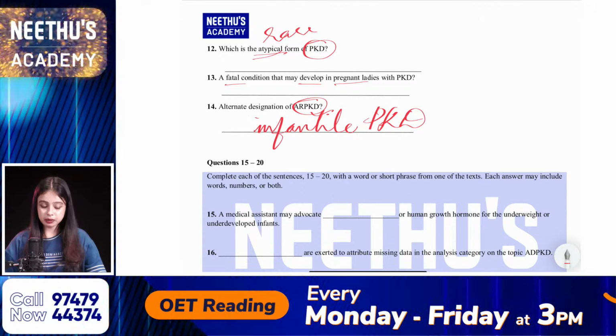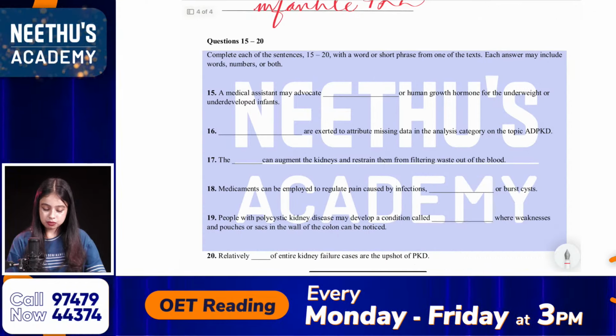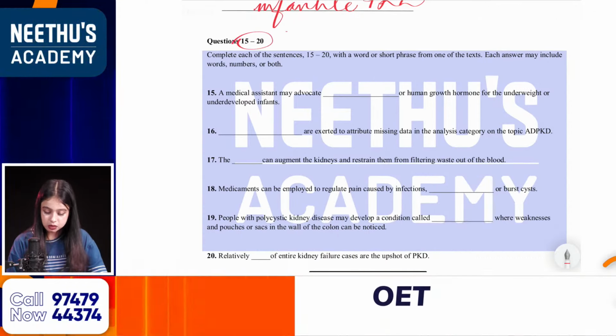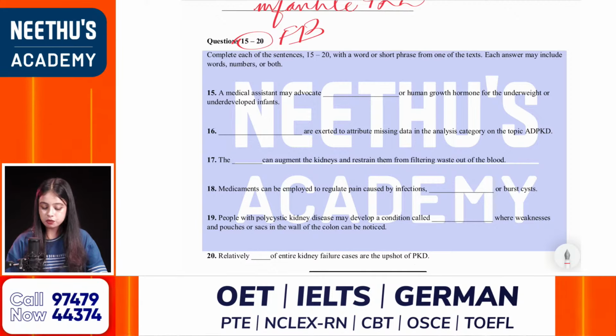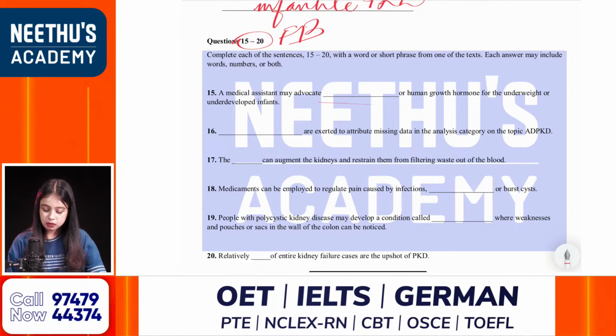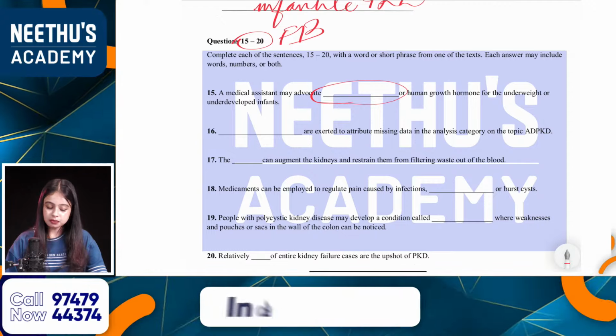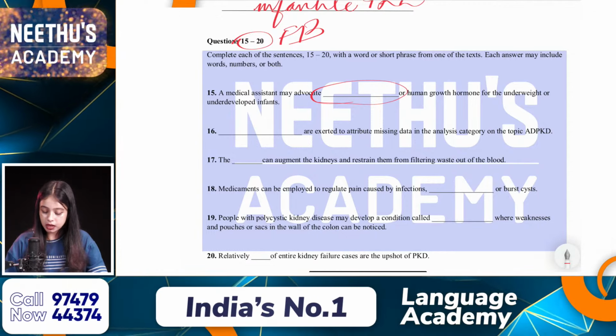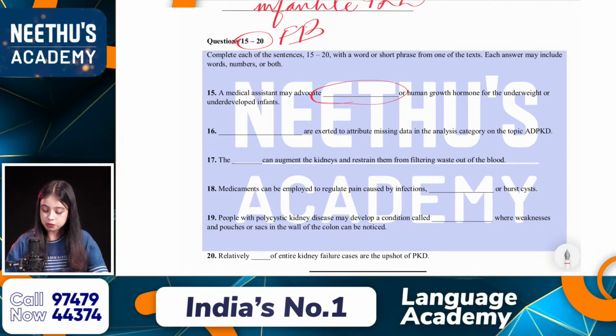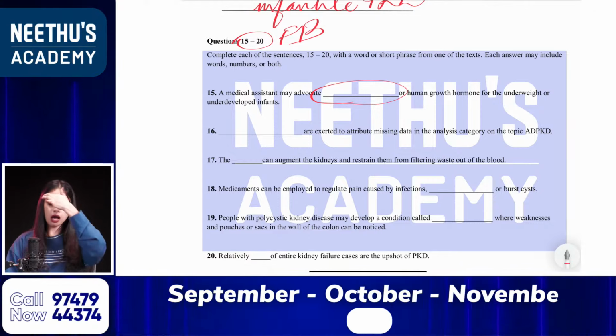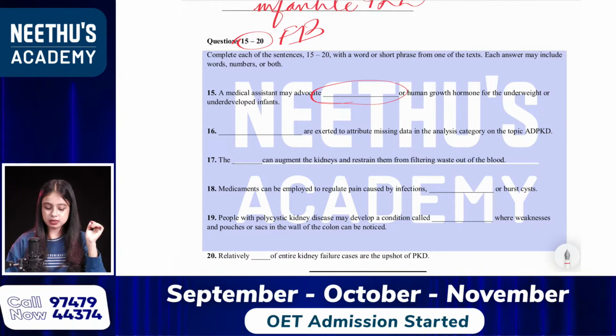Now it's time to do the 15 to 20 set of questions, which is fill in the blanks. The 15th one: what is the missing word here? A medical assistant may advocate dash or human growth hormone for underweight or underdeveloped infants.